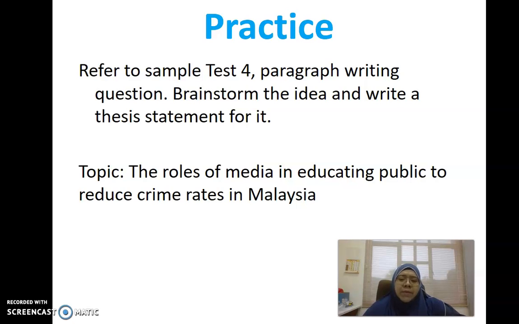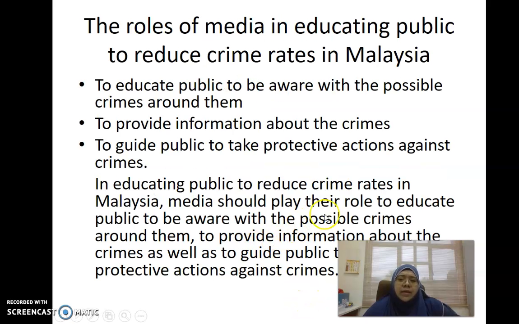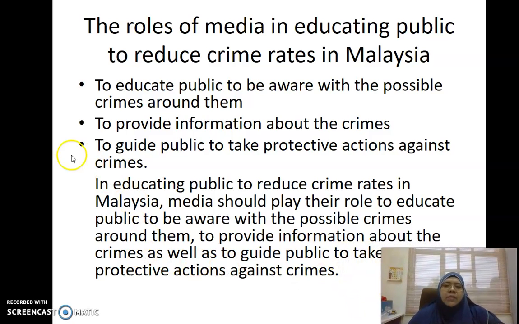Actually, I have prepared some points. The roles of media in educating the public to reduce crime rates in Malaysia: it can educate the public to be aware of the possible crimes around them.